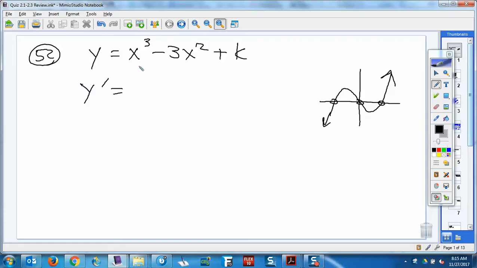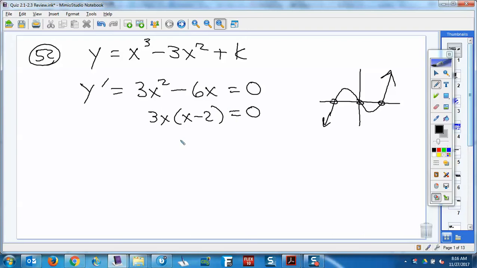So what's the derivative of x cubed? 3x squared. What's the derivative of 3x squared? 6x to the first. What's the derivative of constant k? 0. Any constant, the derivative is 0. That goes away. Oh, that's nice, because now I don't have to worry about it. Now we can pull out a 3x. This looks very much like a problem we were doing the other day. And we get this. And so x is either equal to 0 or x is equal to 2.